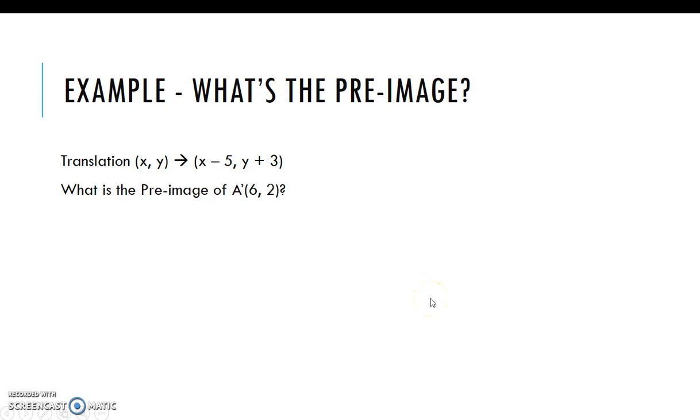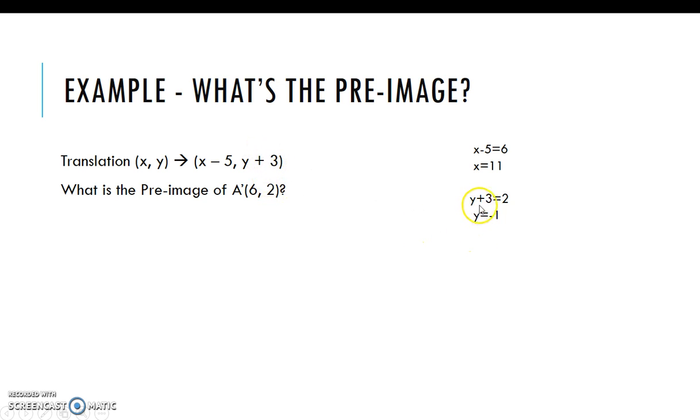Here's a translation rule. It says take each coordinate and move it to the left 5 and up 3. And here it's asking me what the pre-image is, and I notice the notation. This is A prime, the vertex after it's been moved, so I need to know what the original is. What I'll do is take X minus 5 equals 6. So X is 11. So my original coordinate was 11.